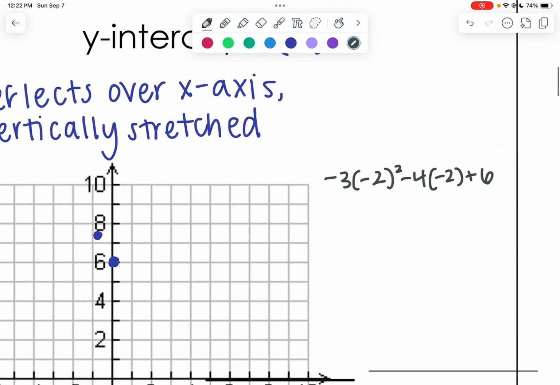So negative 3 times negative 2 squared, that would be 4. So that'd be negative 12. That would be positive because there's two negatives. So negative 12 plus 8 plus 6. So that's 14 minus 12 would be 2. So that would be negative 2, 2 as a point.